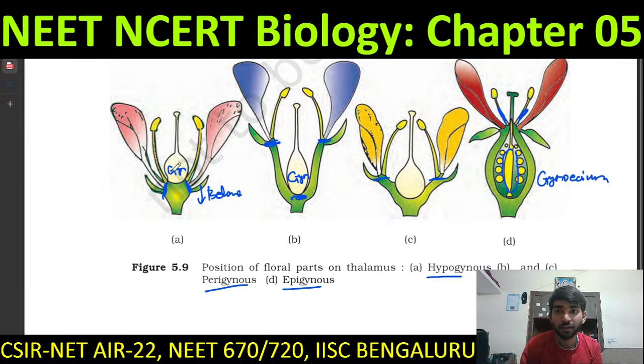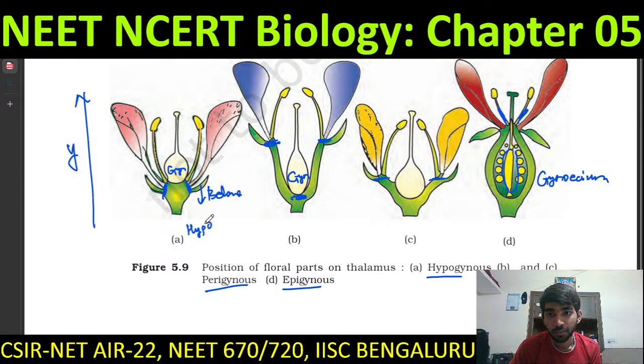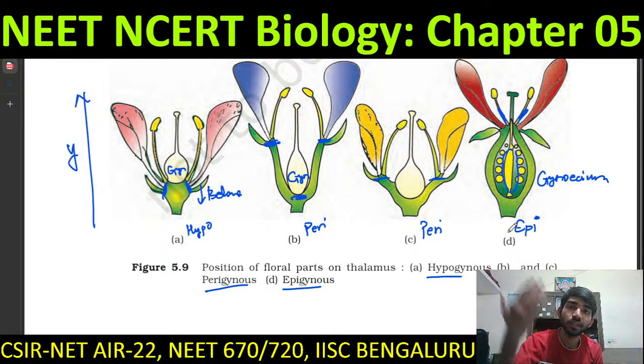If you think of this as the y-axis, then you can see that the positioning of the gynoecium can also be used as a characteristic for differentiating between the different kinds of flowers. So this is hypo because everything is below the gynoecium. This is peri because they are at almost a similar level, and this is epigynous because this is above the gynoecium.